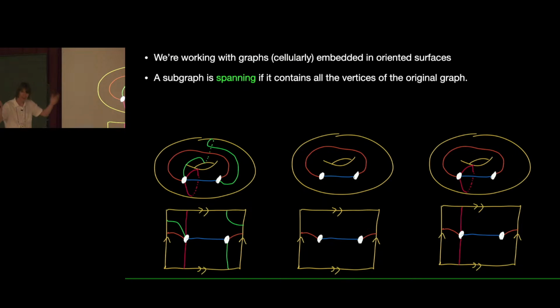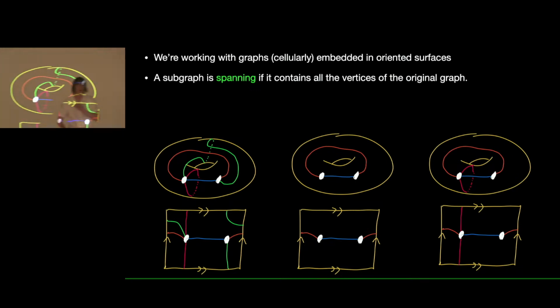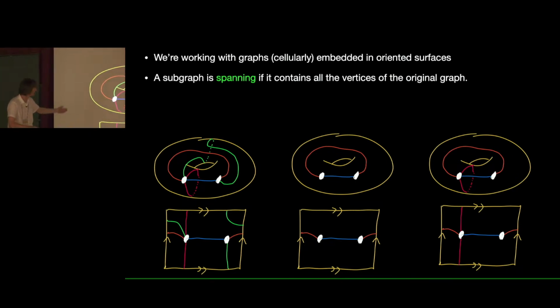Okay, next up, so we all know what a spanning subgraph is. It's a subgraph that contains all of the vertices of the original graph. So I've got my embedded graph here, and I've got a couple of spanning subgraphs on the other side. And I've drawn these both into the sort of donut picture and the net of the surface there.